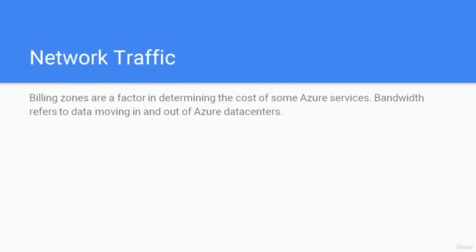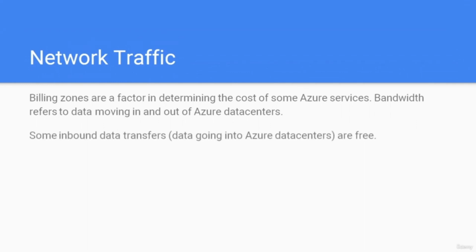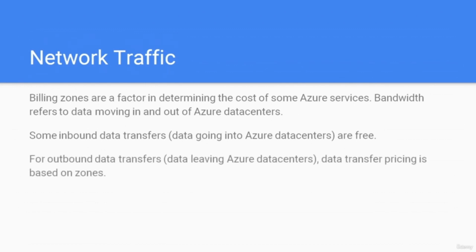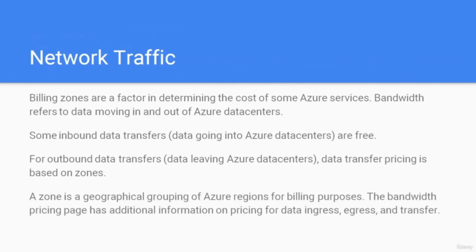Network traffic. Billing zones are a factor in determining the cost of some Azure services. Bandwidth refers to data moving in and out of Azure data centers. Some inbound data transfers, data going into an Azure data center, are free. For outbound data transfer, data leaving an Azure data center, pricing is based on zones. A zone is a geographical grouping of Azure regions for billing purposes. The bandwidth pricing page has additional information on pricing for data ingress, egress, and transfer.